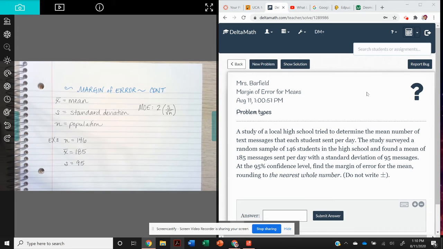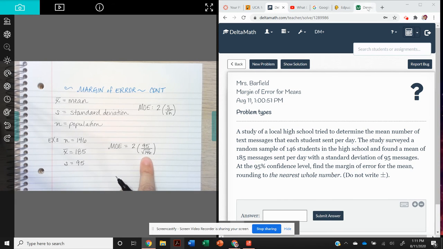Now I have to take the question and use what they gave me. I don't always have to use everything they gave me. It says find the margin of error. So my MOE is 2 times, my formula says to take s and divide it by the square root of n. Well, s, standard deviation, 95, divided by the square root of my population, which is n, so 146. So that's what I'm going to type into Desmos.